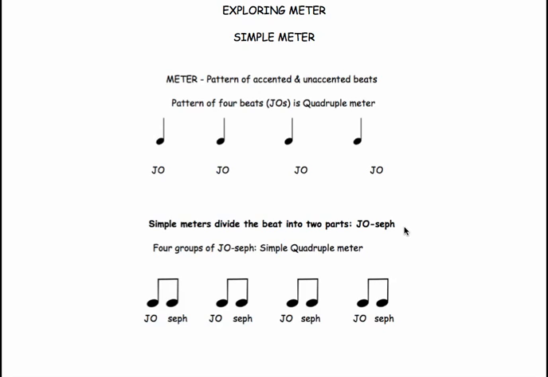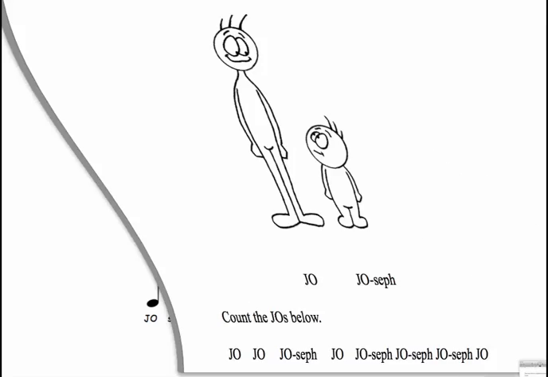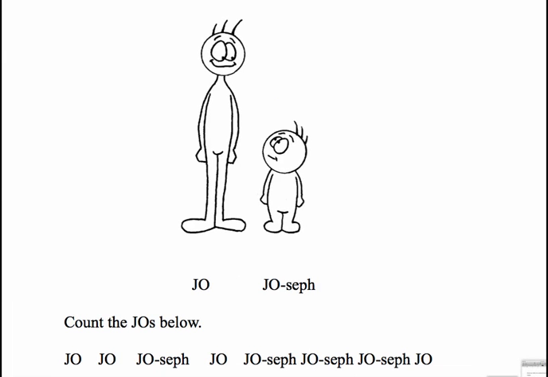Now, in simple meters, we divide the beat into 2 parts. And for that, we're going to solicit the help of Joe's son. Joseph, let me introduce you. Here's Joe and Joseph. Joe is twice the size of Joseph.